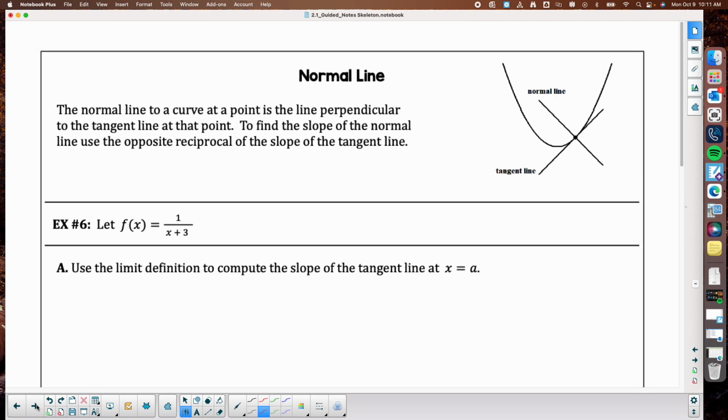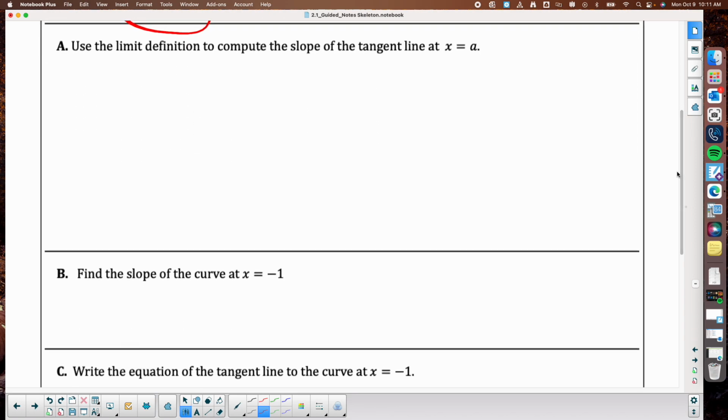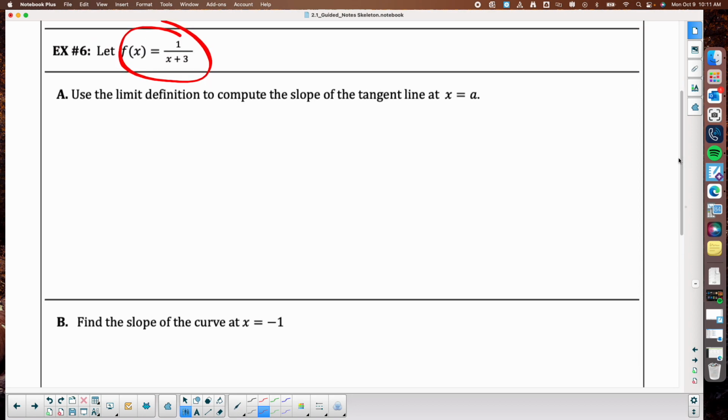Okay, see if you guys can figure out the slope of this one. Where was it? I don't want it at A. Here, B. Find the slope at x equals -1. Now, the algebra work might be a little bit harder because it's a fraction. Some of you hate fractions.